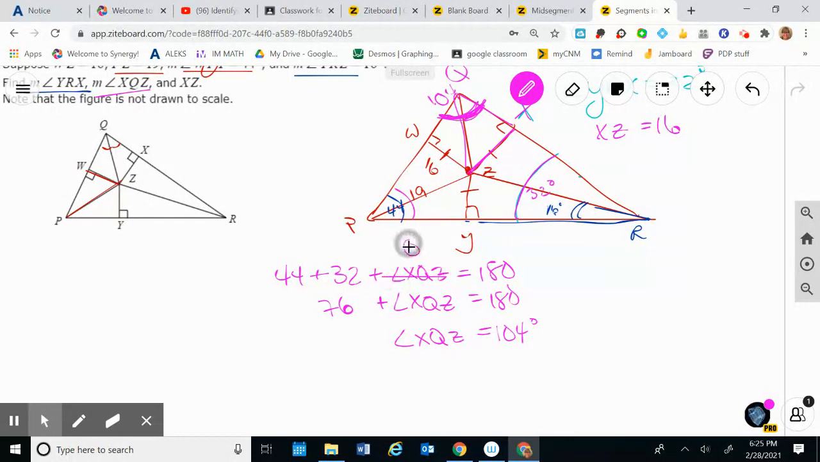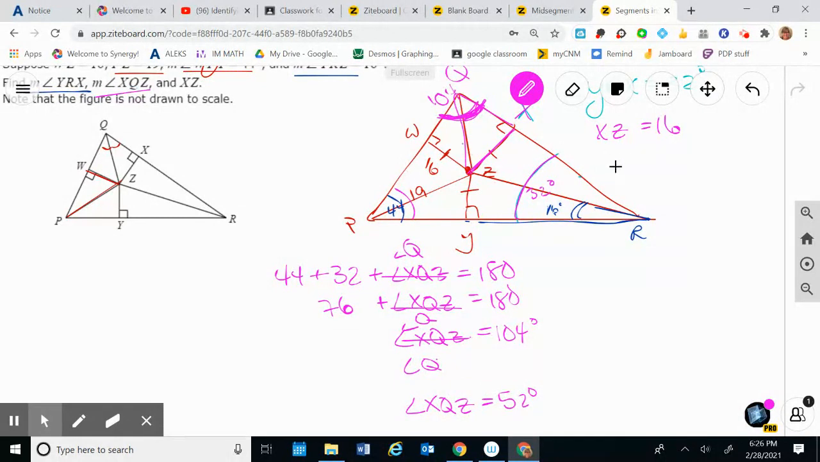Okay, so sorry about that. Get the idea? Boom. Angle Q. I could have called it RPQ, but the point is it's 104. So our measure, angle XQZ, is going to be half of that, 52 degrees.